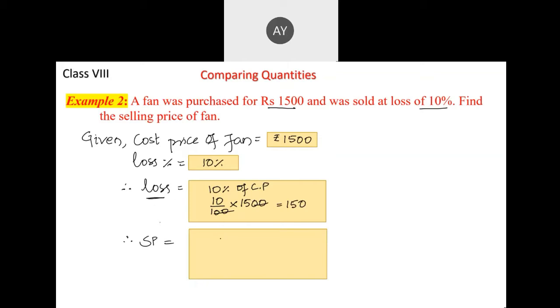How do we find the selling price? Loss is cost price minus the selling price. So when we transpose the selling price to the left side and loss to the right side, we get selling price equals cost price minus loss. 1500 minus 150, we get it as rupees 1350. It's very easy.